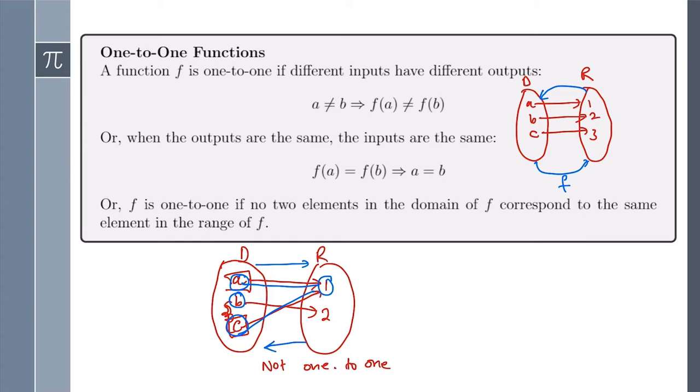So this is the mathematical definition. If the inputs are different, the outputs are different. Or in another way, we can also say, if the outputs are the same, then the inputs must be the same, then the function is a one-to-one function.